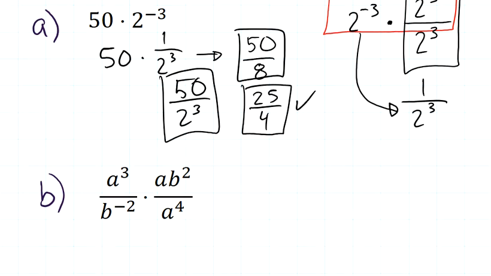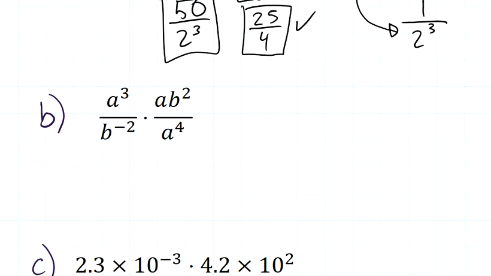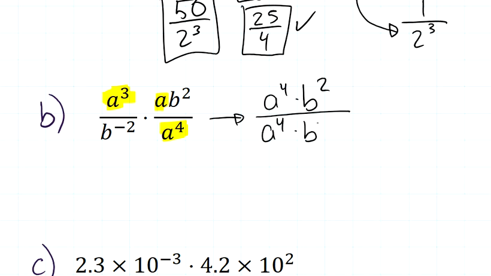So let's look at part B. There's a negative exponent there down in my denominator. And honestly, I like to deal with that first, but I think I'm going to deal with this first. So I've got a to the third and a in my numerator, and I've got a to the fourth in the denominator. So if I rewrite this, this becomes a to the fourth power times b squared over, and I'm going to change the order of these, a to the fourth power times b to the negative second power. This is a giant 1. Notice my exponents are exactly the same, a to the fourth, a to the fourth.